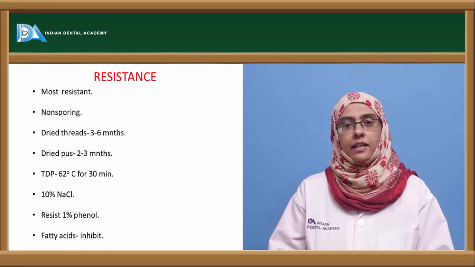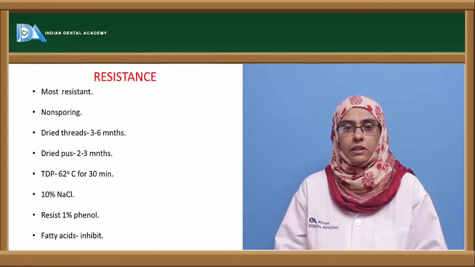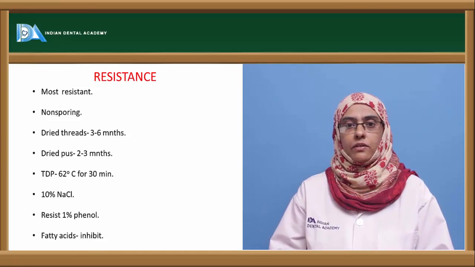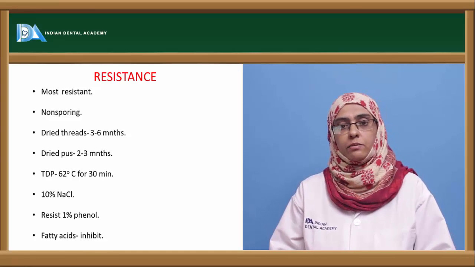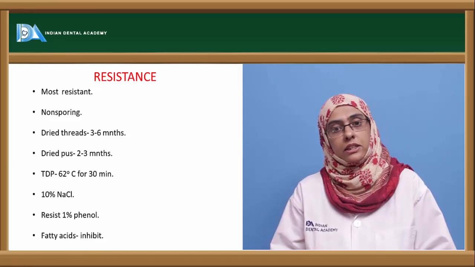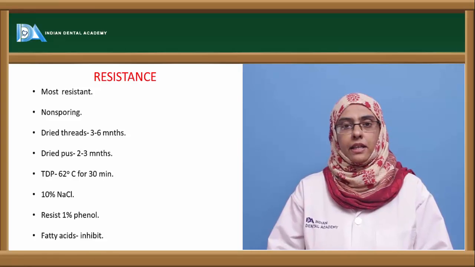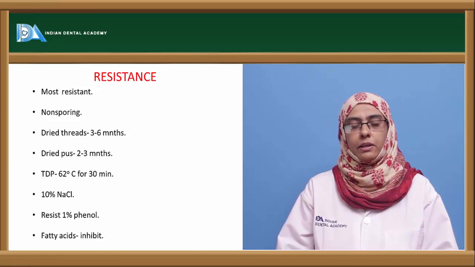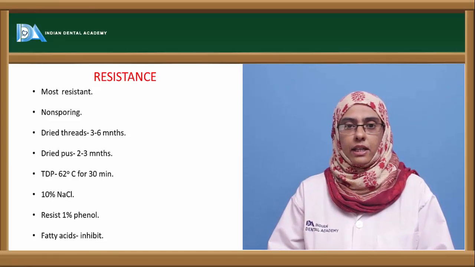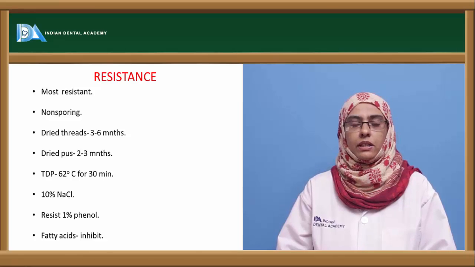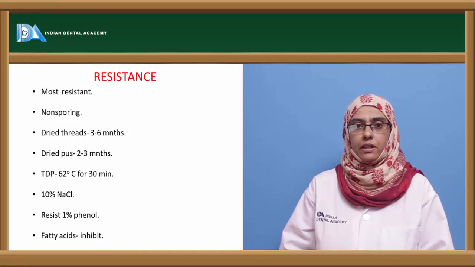On a dried thread, they can survive up to 3 to 6 months, and in dried pus, up to 2 to 3 months. The thermal death point of this organism is 62 degrees centigrade for 30 minutes, that is, a very high temperature is required to kill it. Certain strains can survive up to about 80 degrees also, and they grow happily in a medium containing 10% sodium chloride. They are resistant to 1% phenol, but sensitive to 1% mercuric chloride, and they can be easily inhibited by fatty acids.